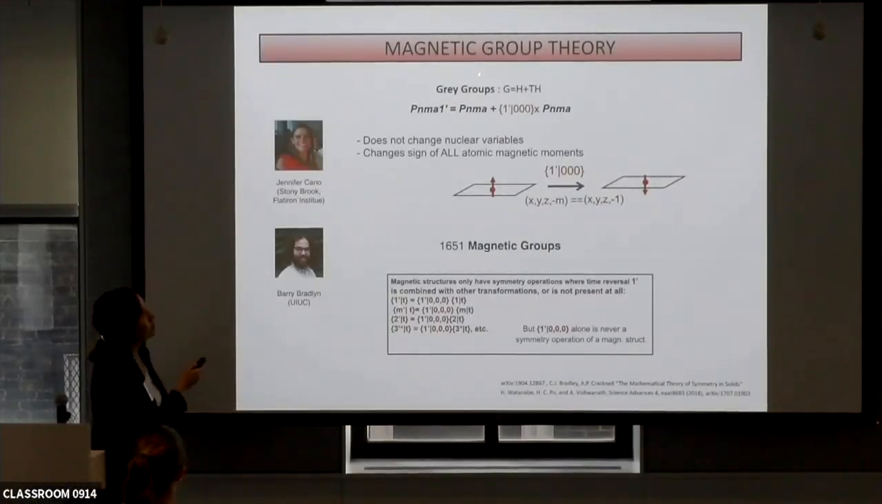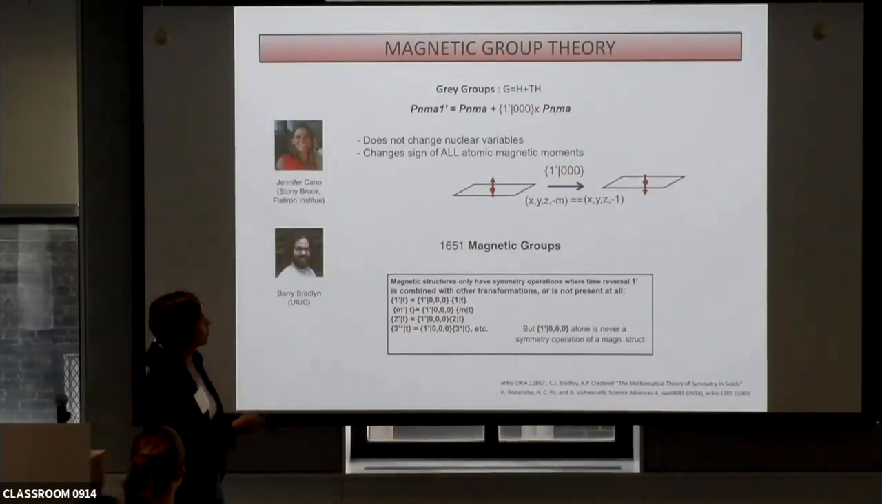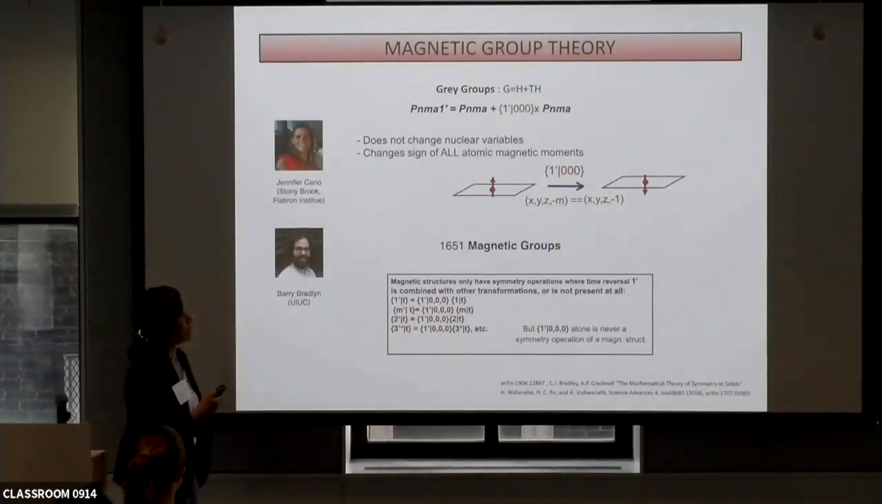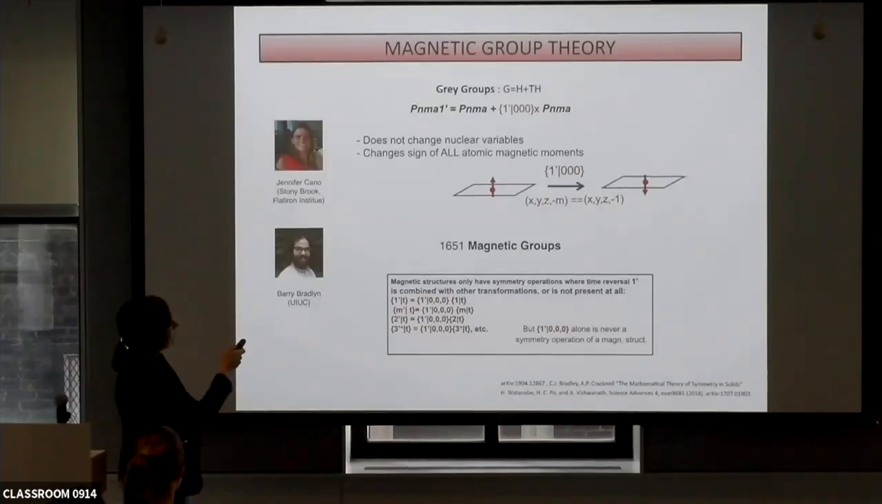In a gray space group, we can define it as the sum of two cosets. One is H that holds all the spatial symmetry, and then we can apply the time reversal symmetry to H. Time reversal symmetry is an operation that does not change nuclear variables, but changes the sign of all atomic magnetic moments. In this way, our Pnma space group would be Pnma1 prime, which is the part that lacks time reversal symmetry, plus time reversal symmetry applied to the full space group.